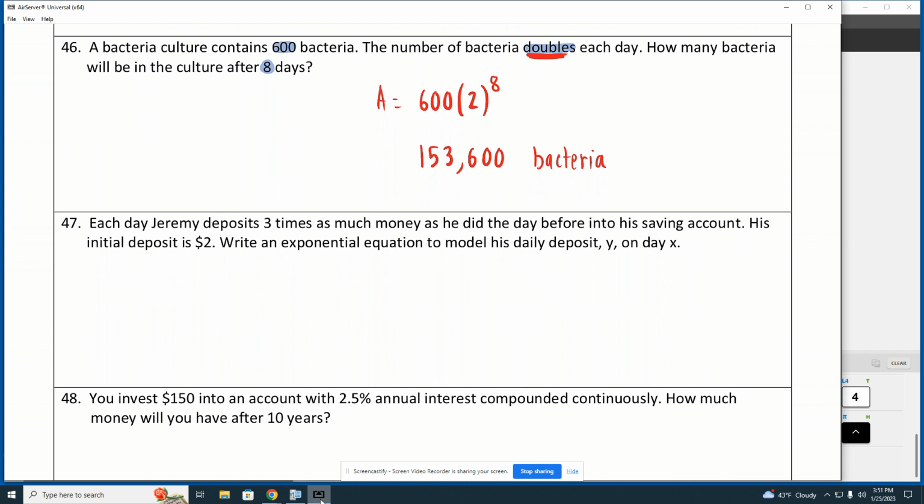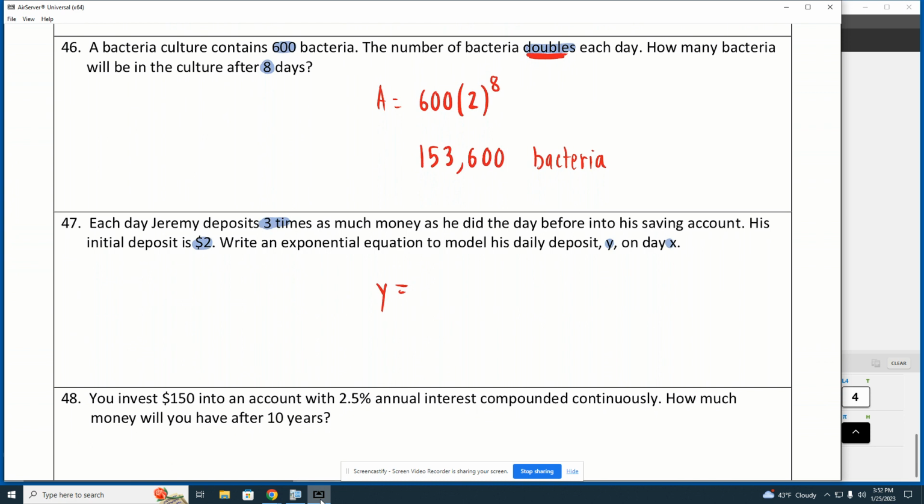This question says, each day, Jeremy deposits 3 times as much money as he did the day before. His initial deposit was $2. Write an equation to model this daily deposit, y on day x. So instead of A, I'm using y equals. Now what formula is this? Well, it says he's depositing 3 times as much every day. So this is the tripling formula.